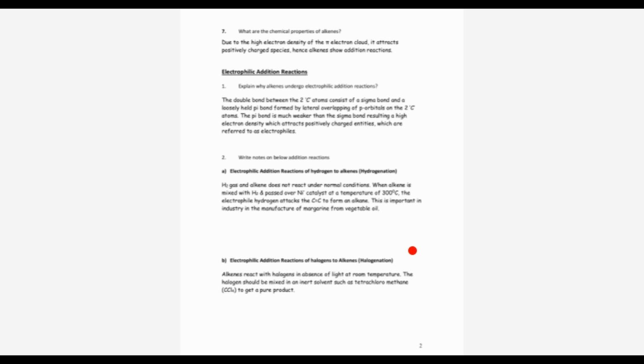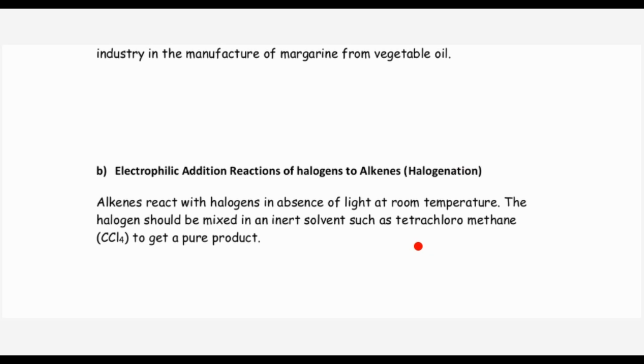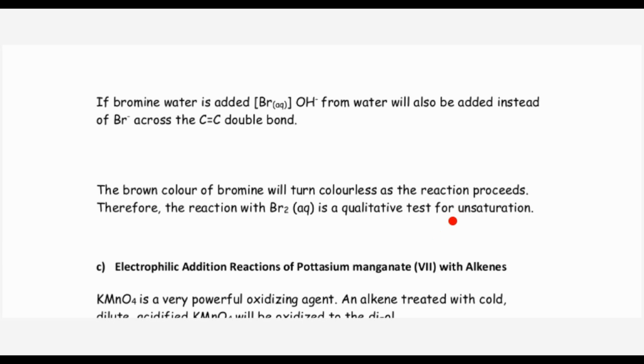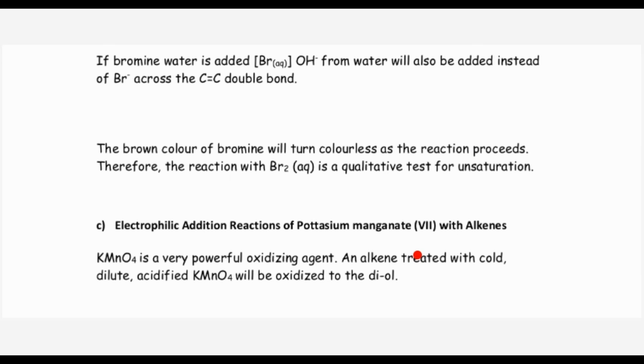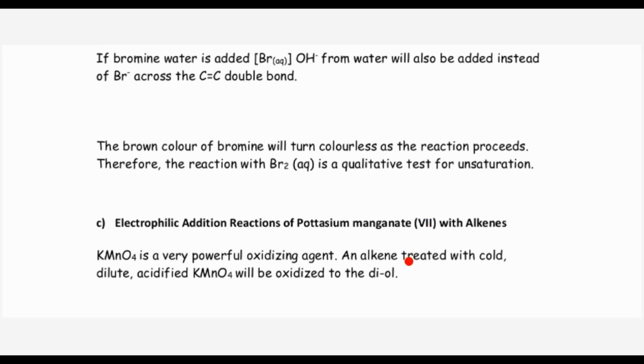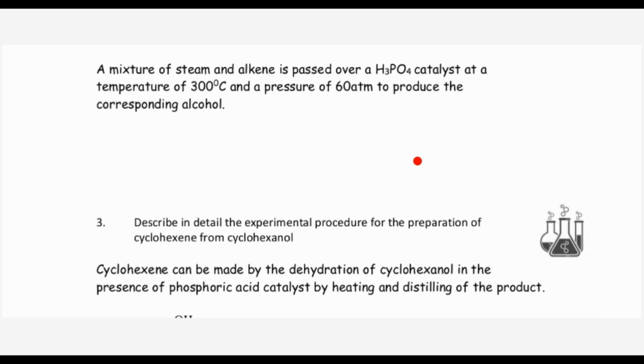And then we discussed the various addition reactions of alkenes: addition of hydrogen, which is the hydrogenation reaction, and addition of halogens to alkenes, which is the halogenation reaction. There are certain conditions for halogenation, such as the halogen should be in carbon tetrachloride, CCl4, to get the dihalo product. If not, the hydroxyhalo product will be produced. And then we discussed the reaction with cold dilute acidified potassium permanganate to produce the diol. And then we studied the preparation of alcohols by the reaction of steam with alkene. That's the lab preparation of alcohol.